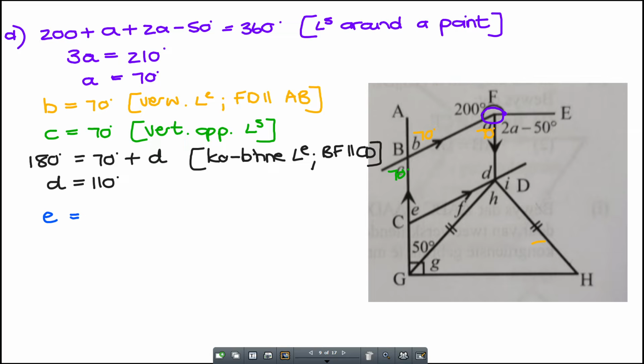Not necessarily as easy, but I mean short and sweet. Okay, so E is dan nou 70. And that was also alternate angles, because BF is parallel to CD. Goed, dan het ons vir E 70 en D is 110.